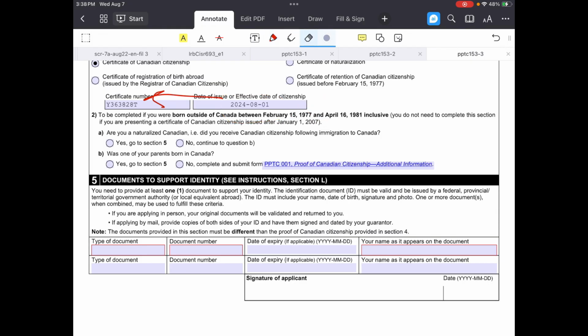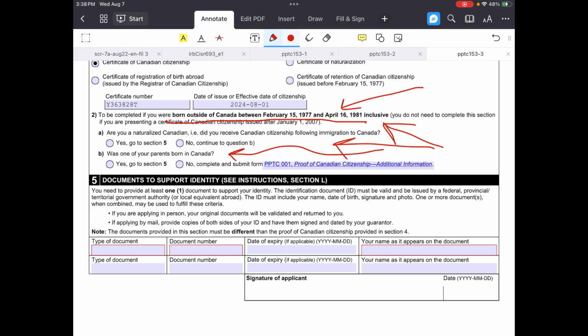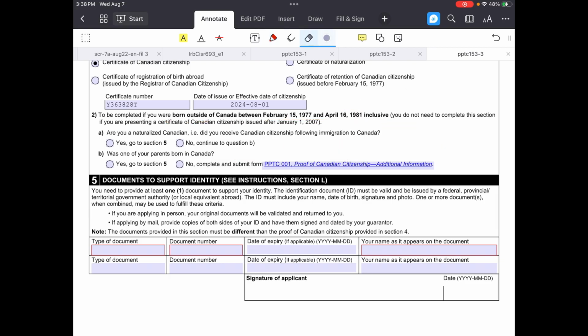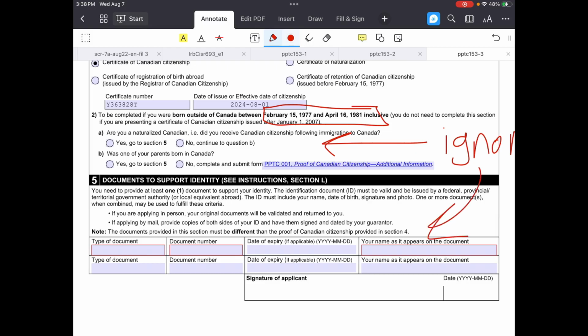After you enter the date here, then you're going to move on to this question. This question is only for people who were born outside Canada between these dates. So if you were born between February 15, 1977 and April 16, 1981, then you have to answer these 2 questions. If you were not born between these dates, then you ignore these questions and leave them blank. You don't answer them. You just move on to the next section.